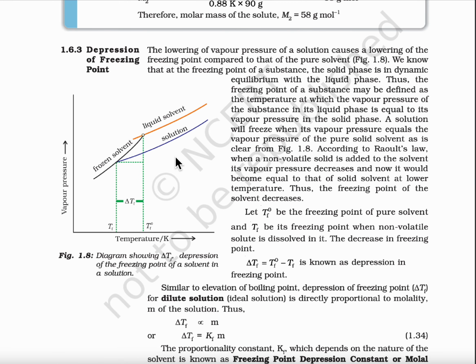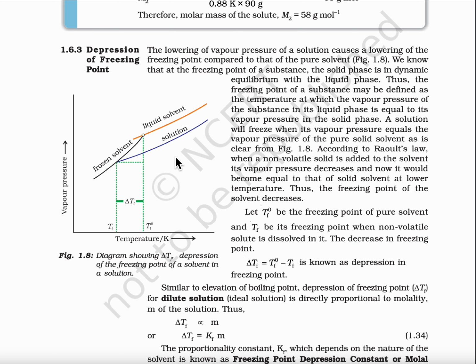Now to the third colligative property, depression of freezing point. As we saw with elevation of boiling point, both are similar concepts, except that there is an increase in the temperature above the boiling point, and so we call it elevation of boiling point. Here there is a decrease in the temperature below the freezing point, so we call it depression of freezing point. Let us read through the text. The lowering of vapor pressure of a solution causes a lowering of the freezing point compared to that of the pure solvent.